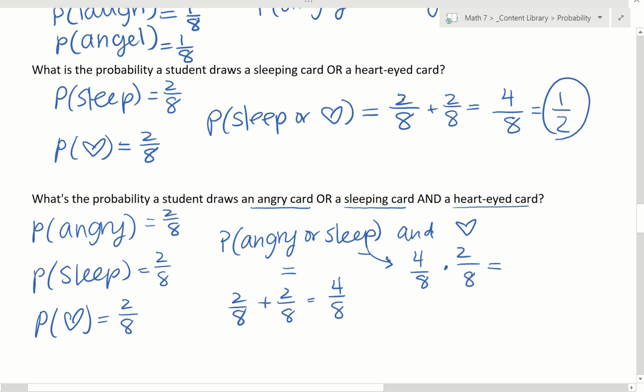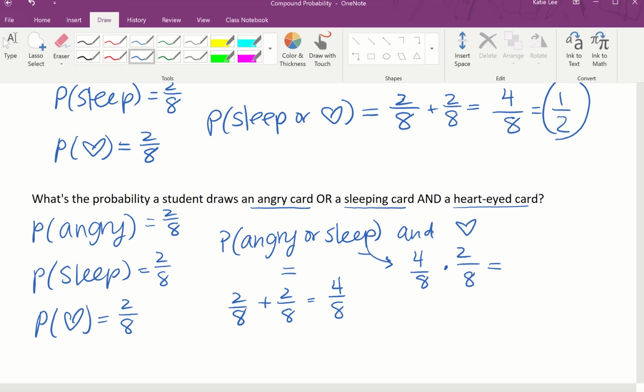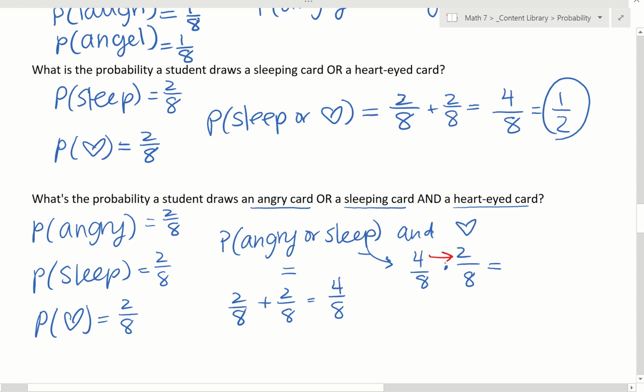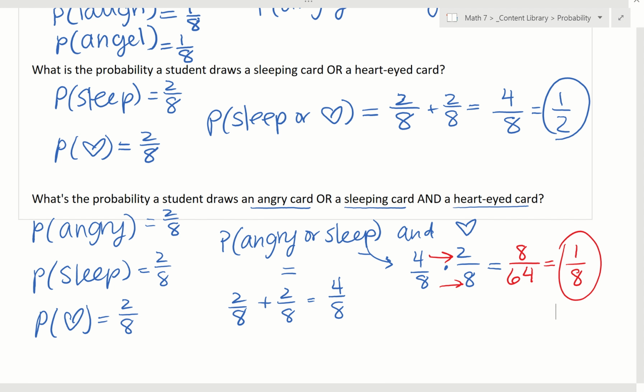So I'm going to multiply across. 4 times 2 is 8. 8 times 8 is 64. We can reduce this down to 1/8. Okay, take a second, copy it down.